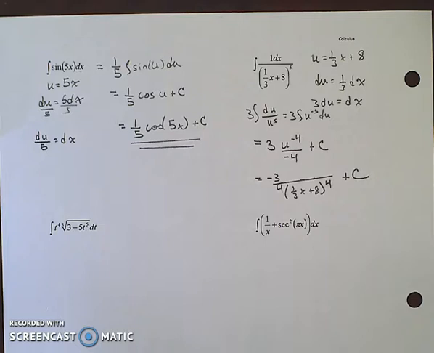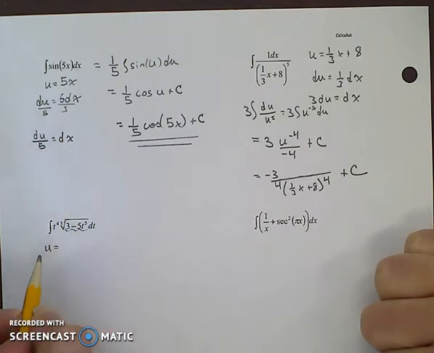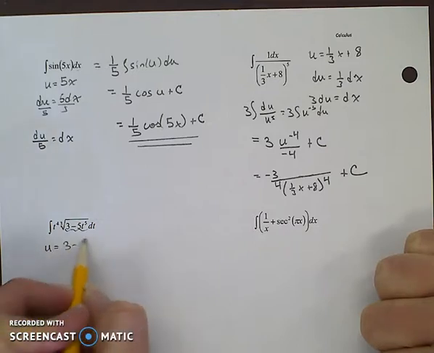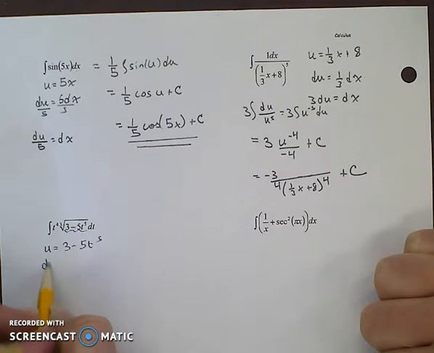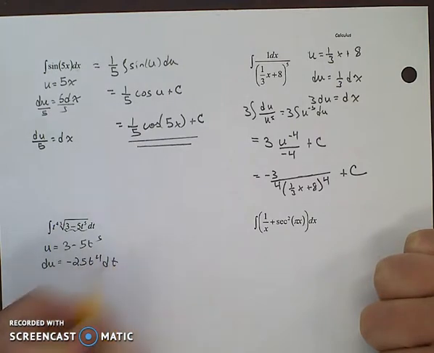Okay, so to get to the little more difficult problems now, let's look at this one. If we take the inside of the square root and make that u, we're going to get 3 minus 5t to the 5th. And let's make it du. We're going to get negative 25t to the 4th dt.